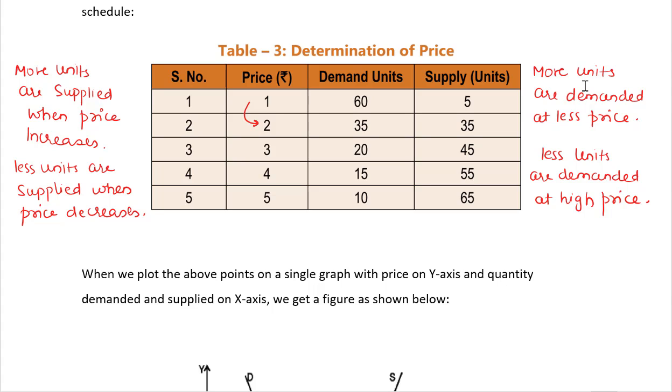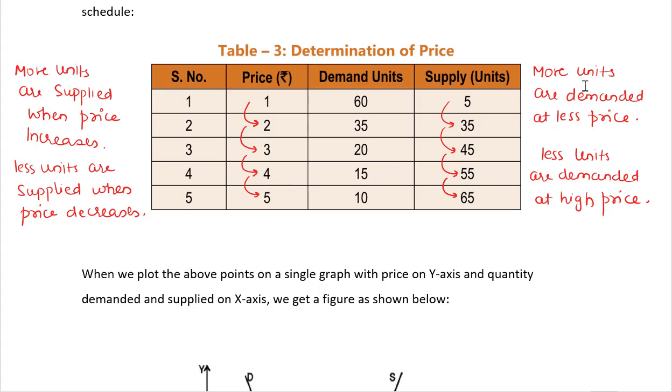When the price increases from 1 to 2, the supply increases from 5 to 35. When the price increases from 2 to 3, the supply increases from 35 to 45. As the price increases from 3 to 4, the supply also increases from 45 to 55. When the price increases from 4 to 5, the supplier supplies more units in the market, from 55 to 65.